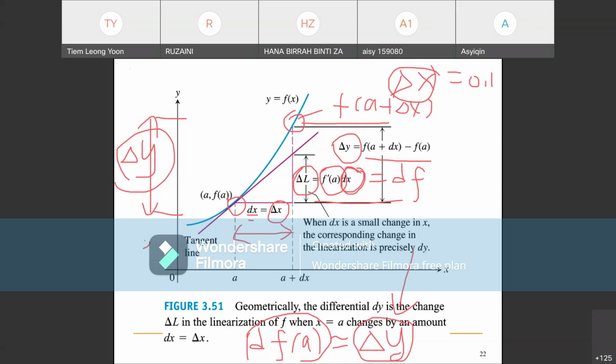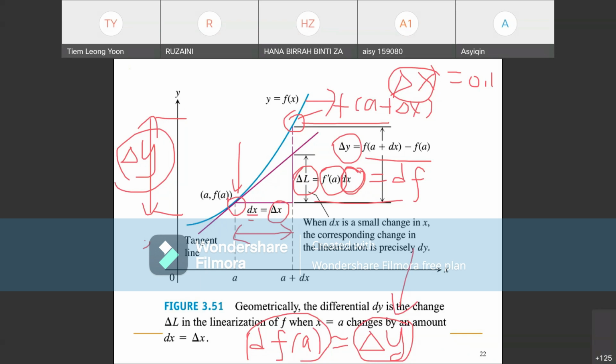So there are two methods to calculate the change in y when x changes by a little bit. Either by exact calculation, that is, you calculate the value of f at a plus delta x, you calculate the value at a, then you take the difference. That will give you the exact change. But if you use the approximation, you can still get a good guess or good estimation of this delta y by simply calculating the derivative.